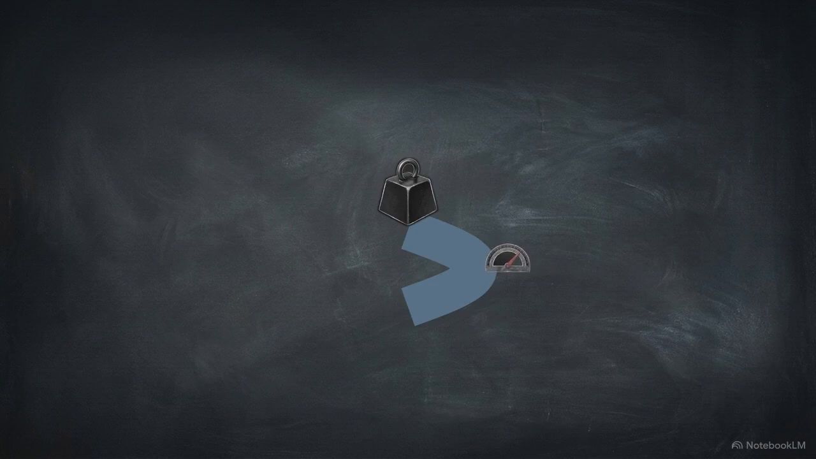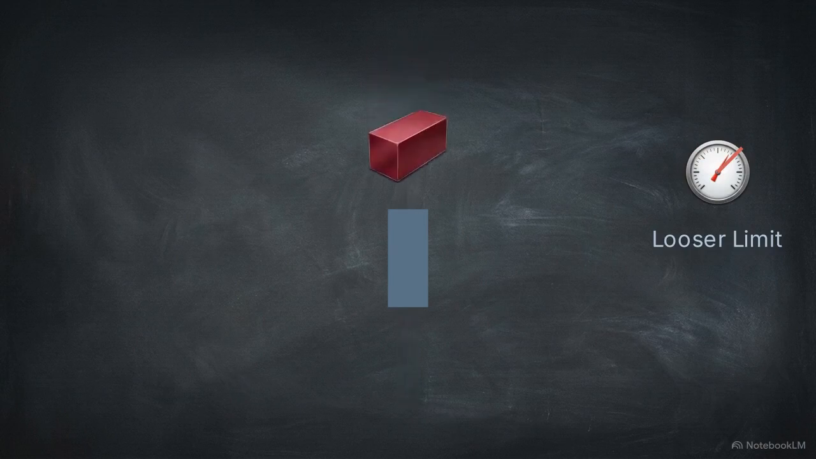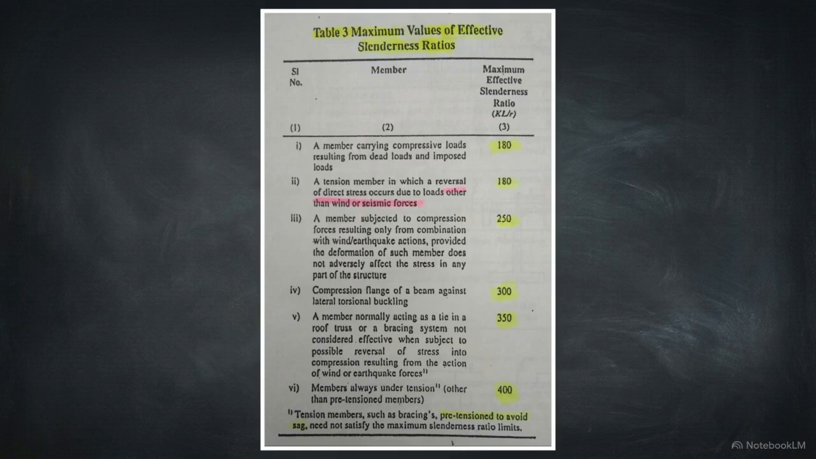from the top. The golden rule of this entire table is based entirely on that physical behavior. If a member is pulled in tension, it naturally stays perfectly straight, so the engineering code allows a much higher, looser slenderness ratio. But the moment you introduce compression, that downward pushing force, the limits become extremely strict to prevent sudden structural failure. This table lays out those exact limits based on the type of stress.